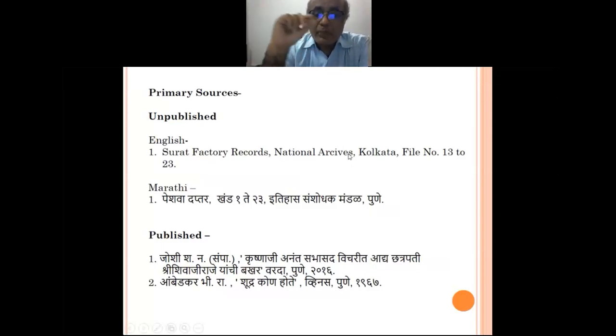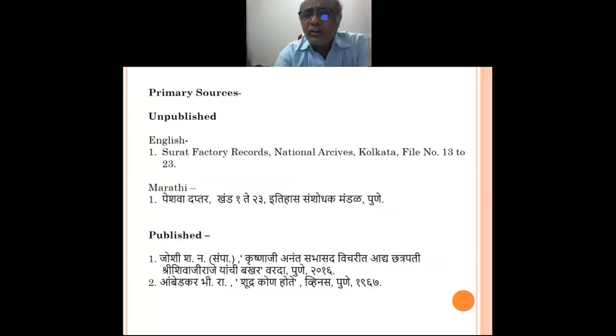Then in Marathi, you found certain primary sources, Peshwa Daptar, Khanda 1 to 23. And where did you find that? You found that in Itihas Sanshodhak Mandal, Pune. So here you see, there is no page number because this source you have used at a number of places, and these sources' references have already come in the footnote or endnote.